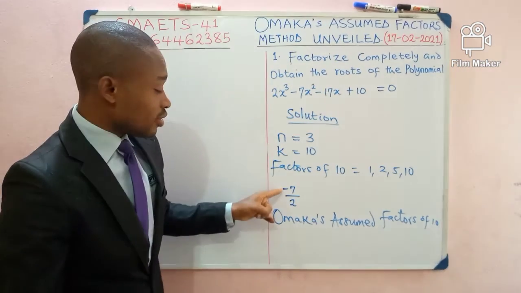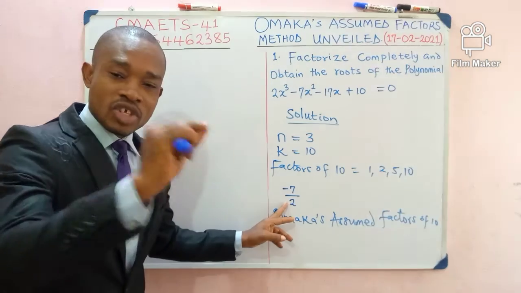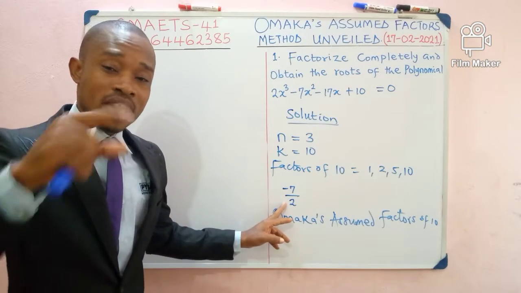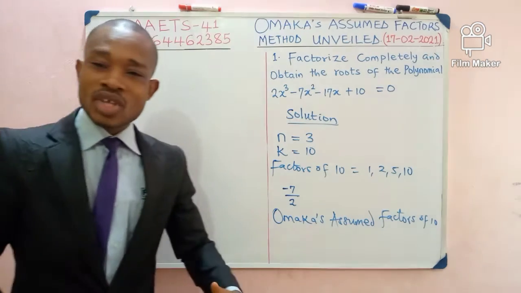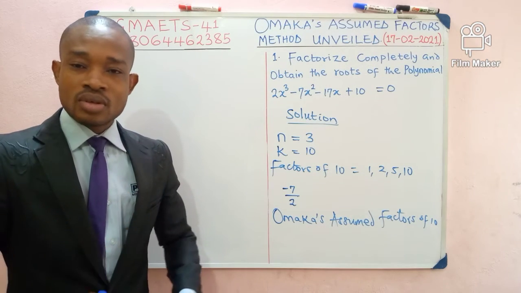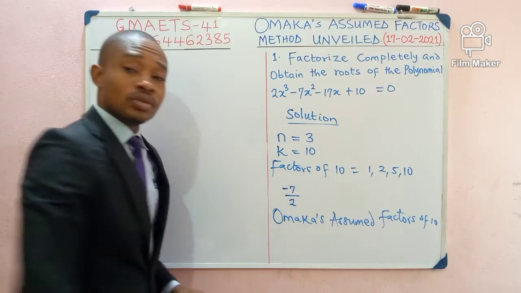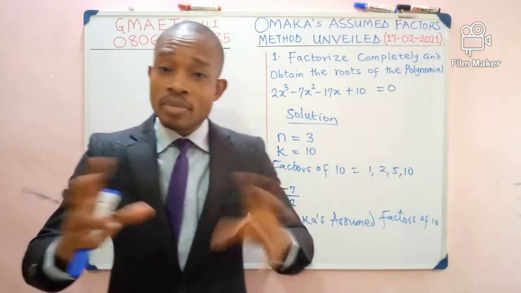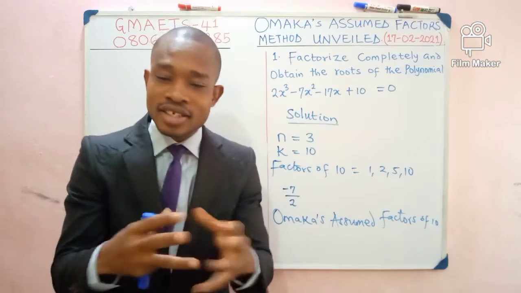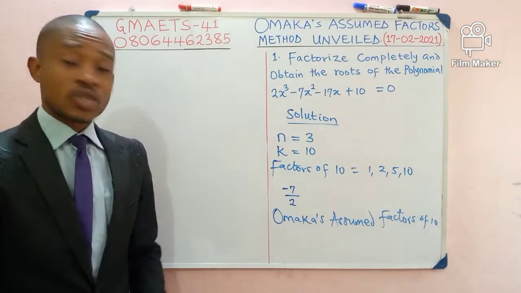Remember, you'll be guided by this -7/2. The fact that this is carrying a divisor of 2 simply means that in selecting the OMAKA's assumed factors, one of them must carry over 2. Now, remember that this is -7/2. So in picking the OMAKA's assumed factors here, we're going to arrange them in such a way that when you add these factors, you will get -7/2. So how do we proceed in doing that?